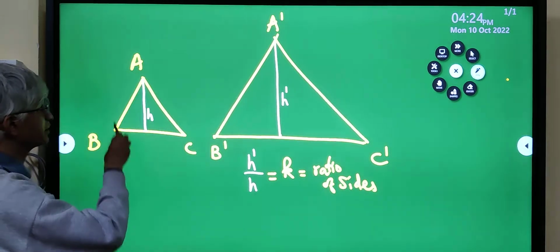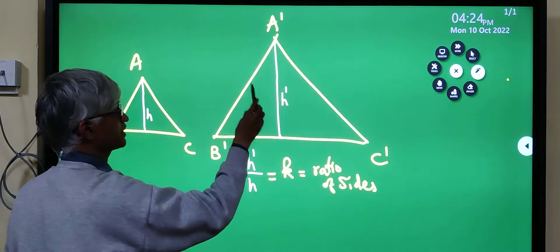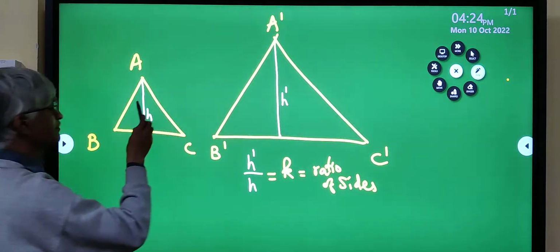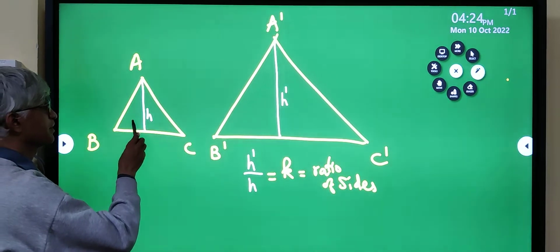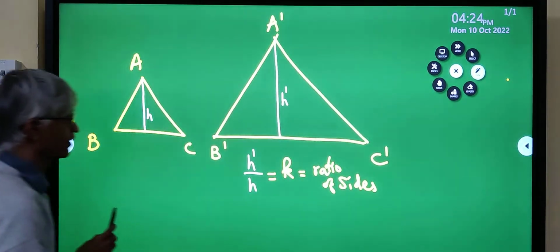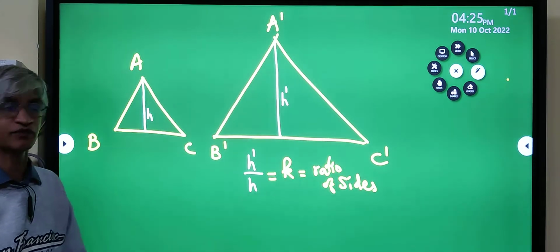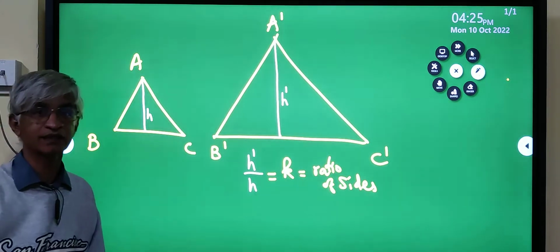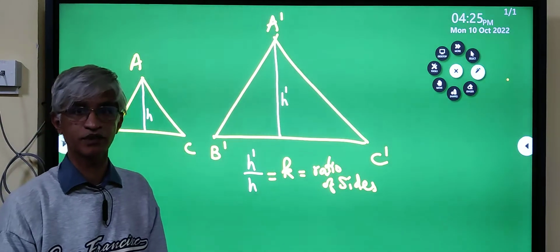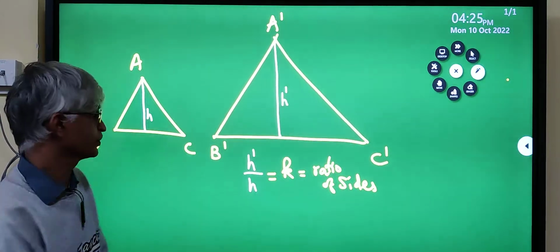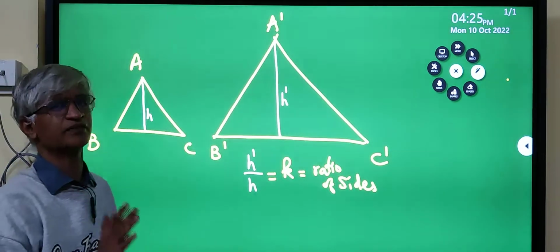Similarly, let's say the perimeter of this triangle and the perimeter of this triangle. The perimeter of this triangle will have the same ratio to the perimeter of this triangle as k, or any other corresponding length, for example the corresponding medians. They will all have the same corresponding ratios. So these statements are very easy to prove.